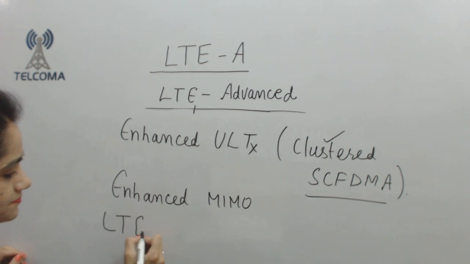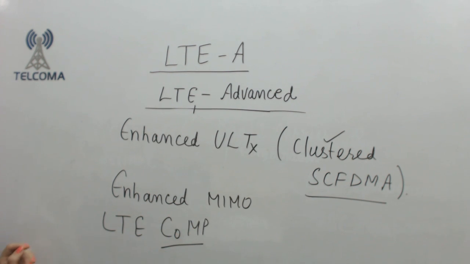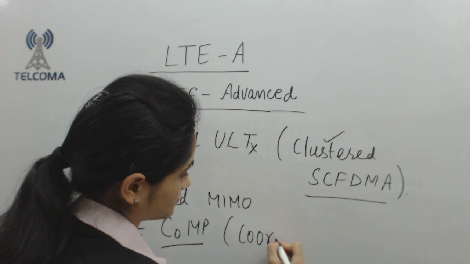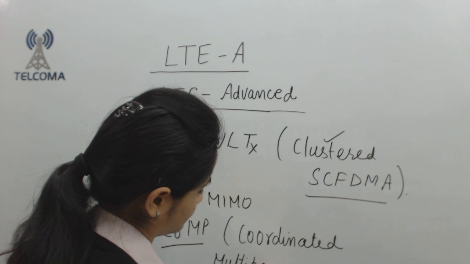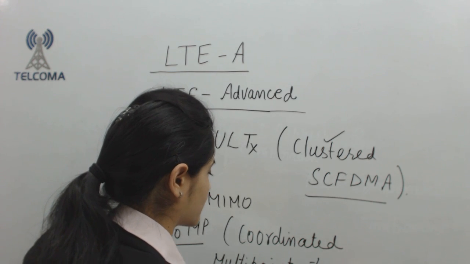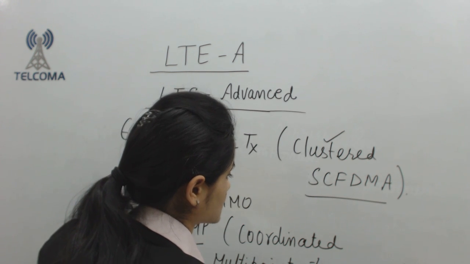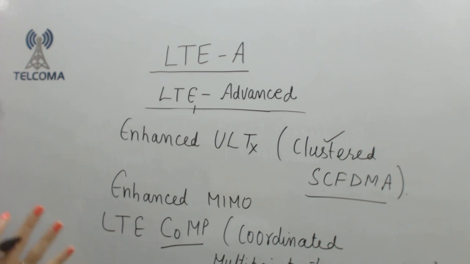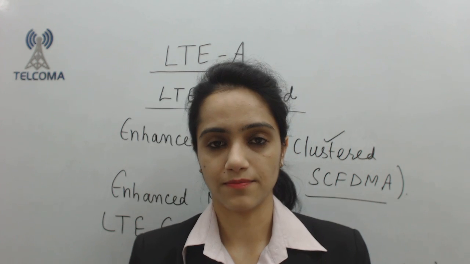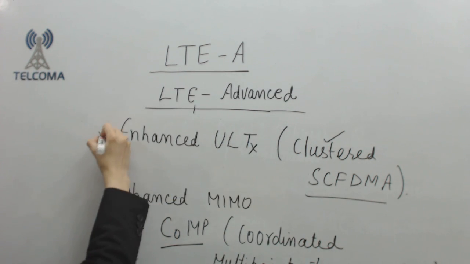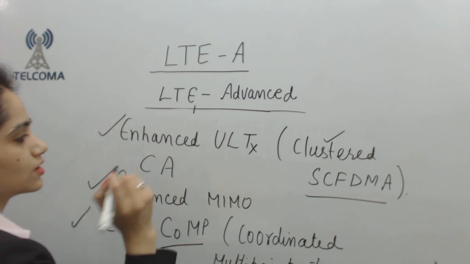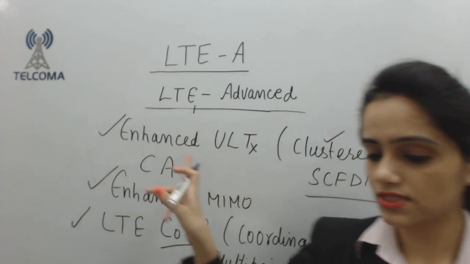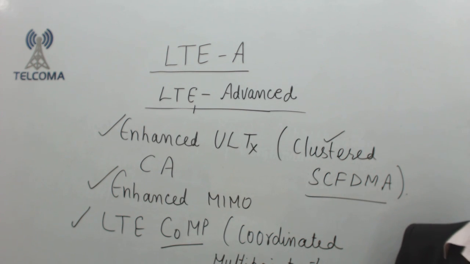Then we have LTE CoMP, which is coordinated multi-point transmission. We will discuss this in our classes. What is coordinated multi-point transmission? It is basically transmission by coordination of different E-node Bs together. So for LTE Advanced, we require an increase in uplink transmission, an increase in MIMO, and also coordinated multi-point transmission, along with carrier aggregation. If we require to launch LTE Advanced in a system, these are the things that we need to make active in our LTE systems.